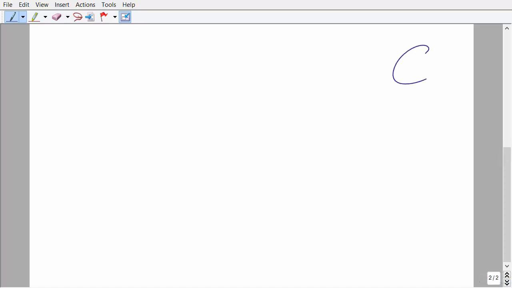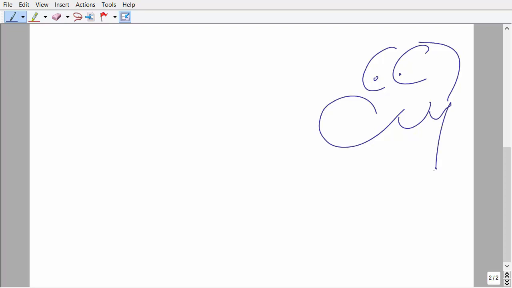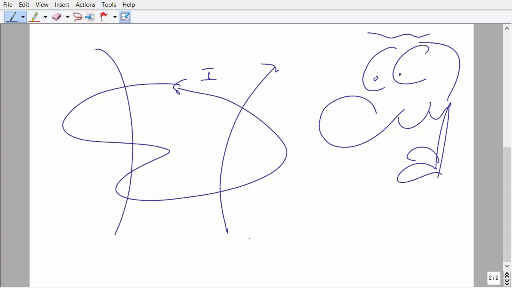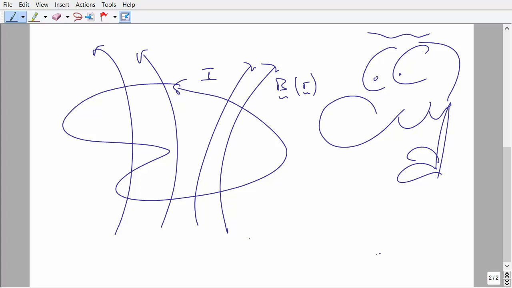In this video, we're going to study a new quantity, and that new quantity is going to be the inductance. Imagine we have a current loop, carrying current I, and that current I is producing a magnetic field. It might look like this, for example, and let's say that field is B.